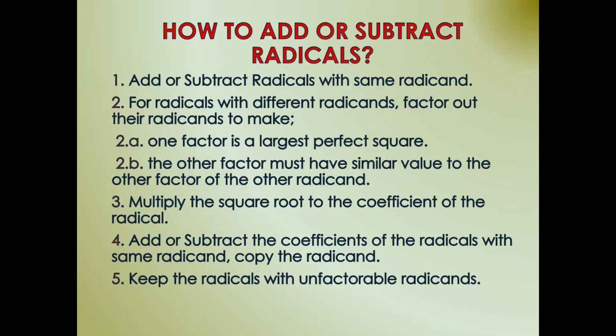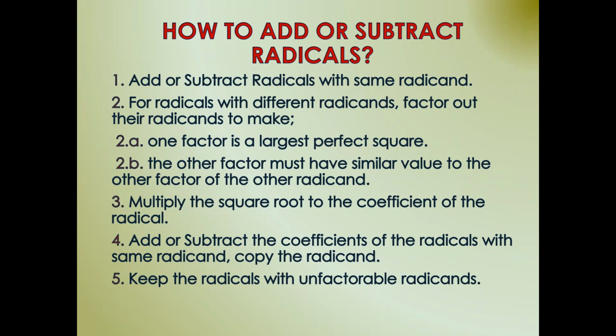Okay. Number 3, multiply the square root to the coefficient of the radicals. So bawat nakuha natin yung square root per radical, multiply natin sa kanilang coefficient kung mayroon mang coefficient. Number 4 is add or subtract the coefficients of the radicals with same radicand and copy the radicand. So yon. Kaya mag-subtract lang tayo ng mga coefficient o mag-add lang tayo ng mga coefficient kapag pareho yung mga radicands natin. We have to copy the radicands.